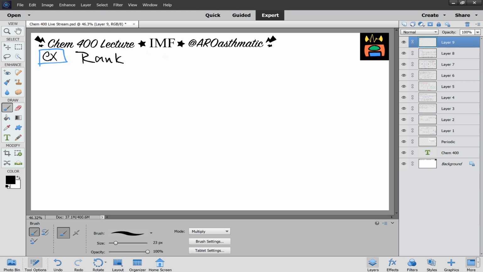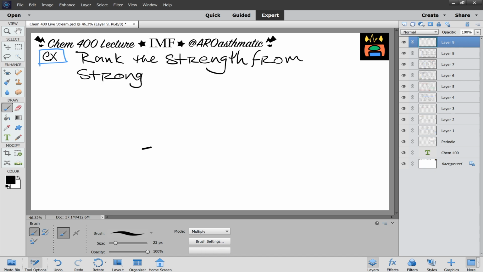So, if, for example, I asked you to rank the strength from strongest to weakest for the following molecules. And by the way, the only molecules I'm giving you right now are molecules that only have London dispersion forces, because we haven't talked about the other kind.